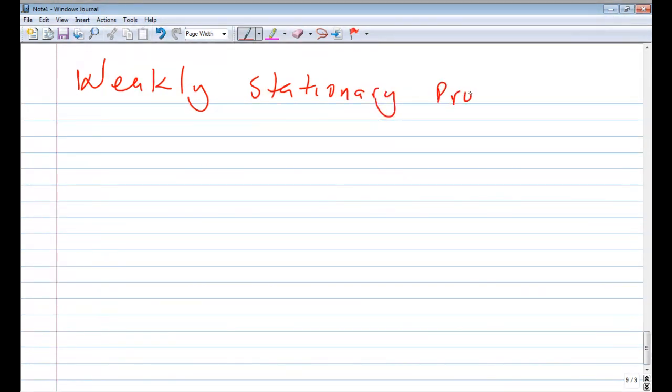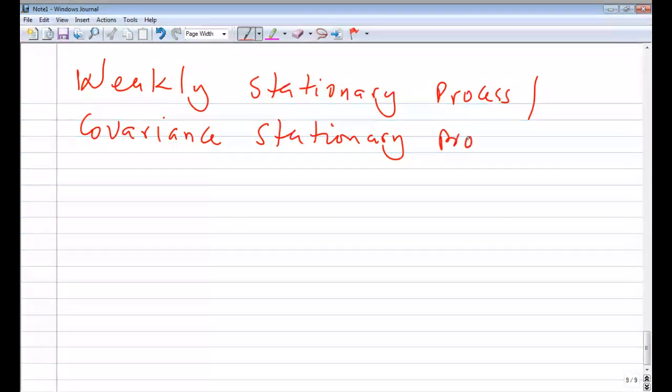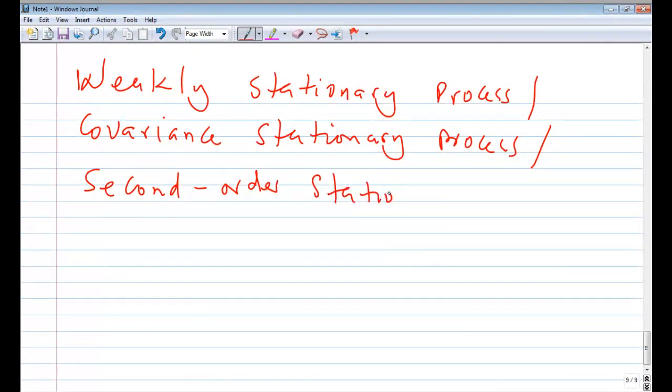Weakly stationary process. All along I was talking about stationary process, but this time around I just added another part called weakly stationary process. So you can say weakly stationary process or covariance stationary process, or if you don't want to use this one, you can use second order stationary process. All this mean the same thing. So the question is, what is a weakly stationary process?